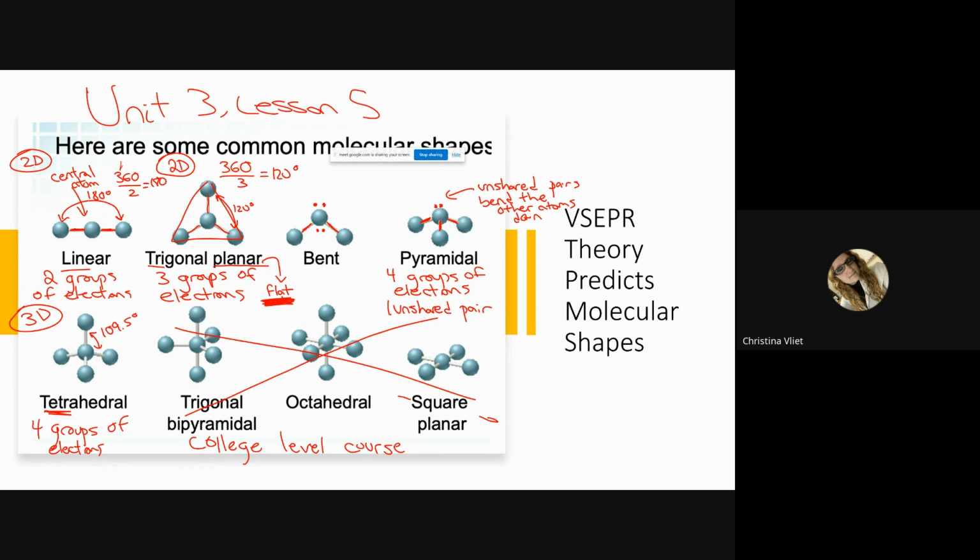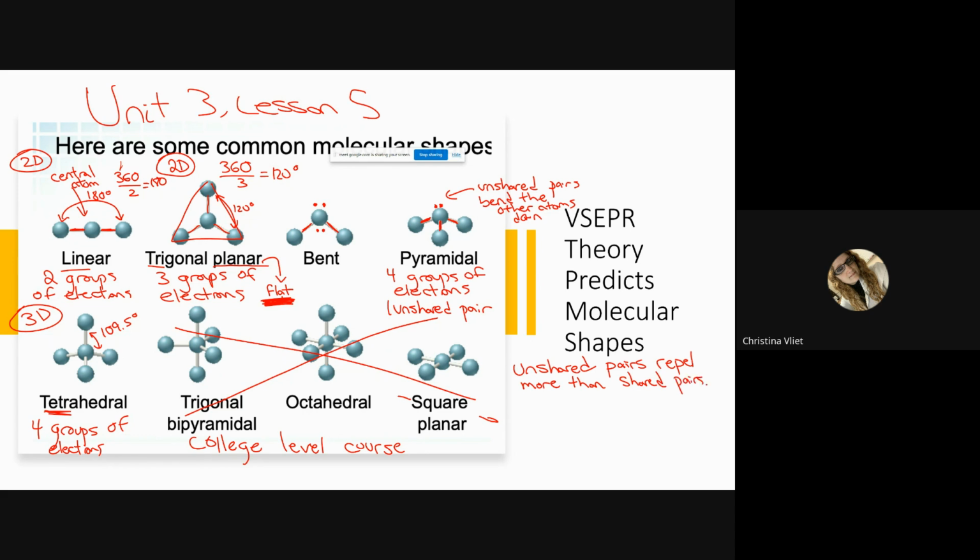So, turns out that unshared pairs are more repulsive than shared pairs because they're smaller and they're just electrons, whereas with atoms, they're larger. So let's write this down. Unshared pairs repel more than shared pairs. What does that mean?